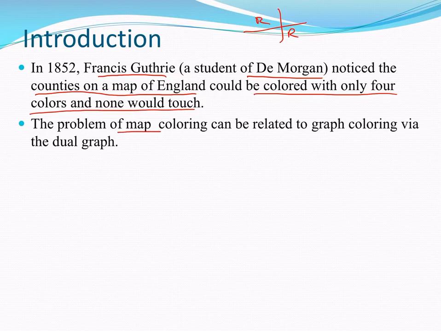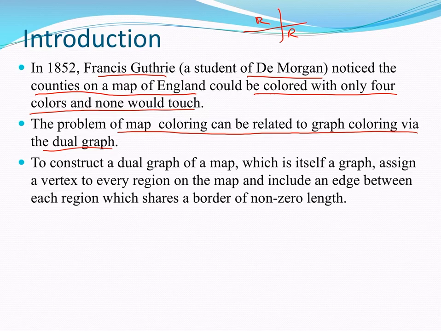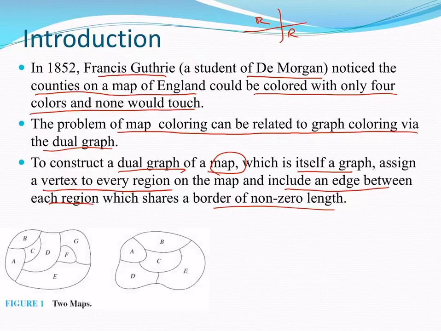We can look at this problem by constructing what's known as a dual graph of a map of a region. What is a dual graph? A dual graph is based on a map, which itself is also a graph, where we assign a vertex to every region, and then we have an edge between vertices representing regions that have a border of non-zero length. Okay, here's a couple of maps, and if I want to construct the dual graph, we'll look at the one on the right. I'll create a vertex for every region, and then if these two regions share a border, I'll include an edge between them.